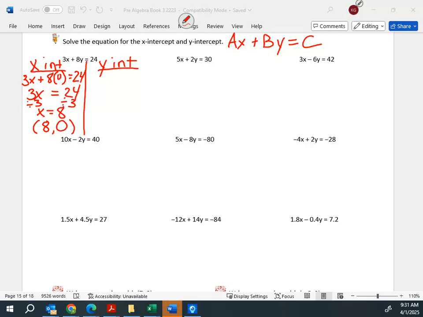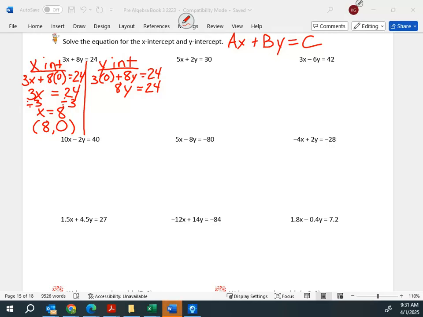So now we need to do almost the same thing for the y-intercept. There's going to be one big difference. What's the one big difference I have to do here, David? The x is on 0. I'm going to put the 0 in for the x this time. So I'm going to rewrite my equation. 3 times 0 plus 8y equals 24. 3 times 0 is what? 0, so I don't have to rewrite that. So I have 8y equals 24.